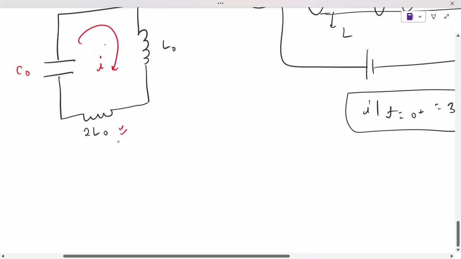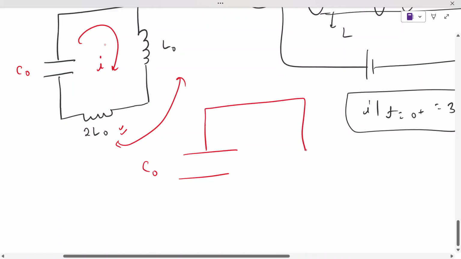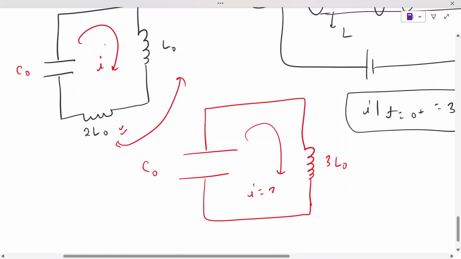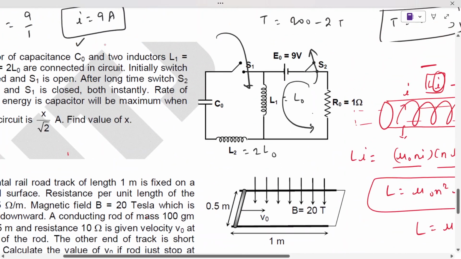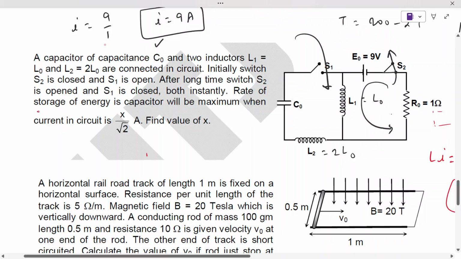The scenario is like this: there is a capacitor, connected with two inductors in series, the common inductor being 3 L naught. Current at t equal to 0 plus is I equal to 3 ampere. Now it is simply LC oscillation. LC oscillation will be there. I have to find out at which time the rate of storage of energy of the capacitor will be maximum.